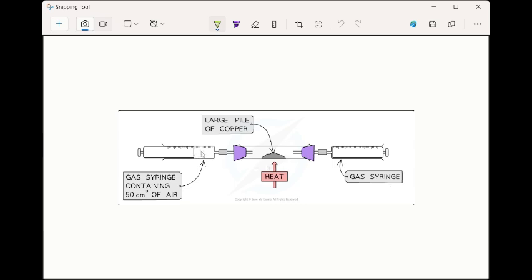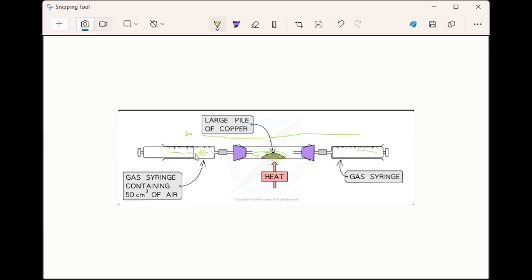So let's say you have some air in a syringe and you want to find out how much oxygen is in that air. This is a little practical. You pump the air into the area in the middle with copper, and then the air will end up in this other syringe. Then you keep pumping it left to right, both ways, and keep going until all the oxygen reacts with the copper.